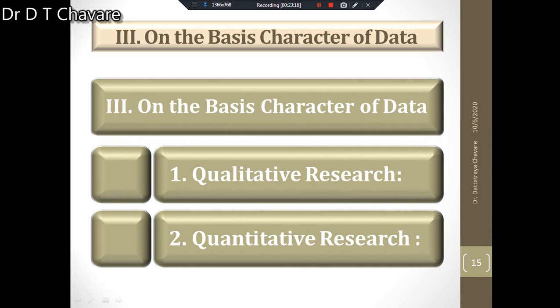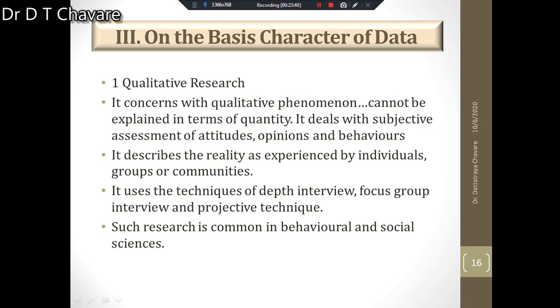Okay? Then another classification of research is there. That classification is on the basis of the character of data. What type of characteristics of the data are there, and according to those characteristics, definitely you will find these 2 types of research: first is qualitative research and second is quantitative research. Now, what do you mean by qualitative research?